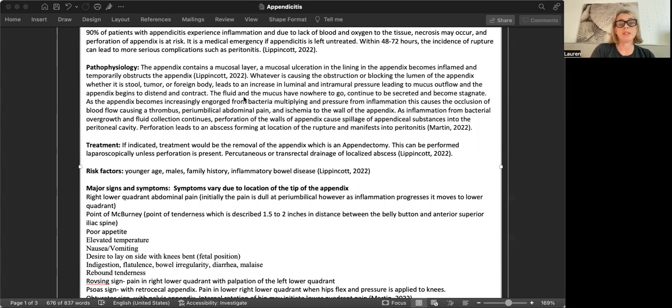The perforation leads to an abscess forming at the location, and the rupture manifests into peritonitis. Treatment, if it's indicated, would be removal of the appendix, which is an appendectomy. This can be performed laparoscopically, unless a perforation is present, or drainage of the localized abscess can happen as well.